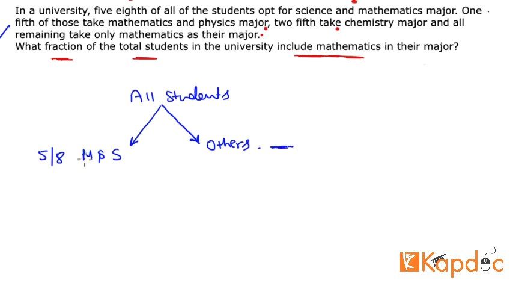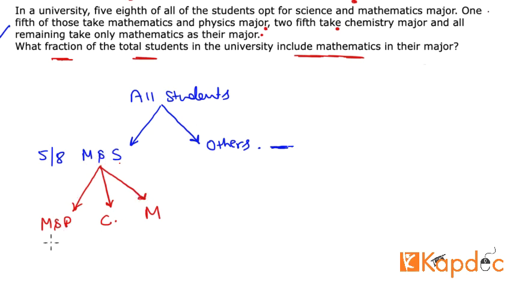Now, you look carefully here. The maths and science has been further divided into three segments. Segment 1 is the people who are taking maths and physics, because physics is a part of science, right? Then there is a second segment. These are the people who are studying chemistry only. See, chemistry is also part of science. And then the third segment is the people who are studying maths only. And of course, this is also a segment of maths and science, right?